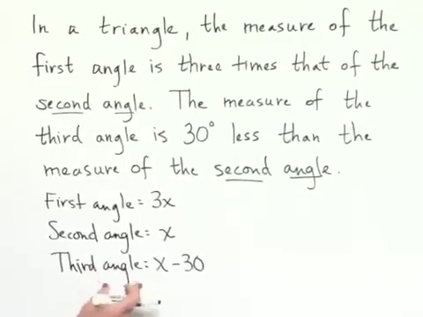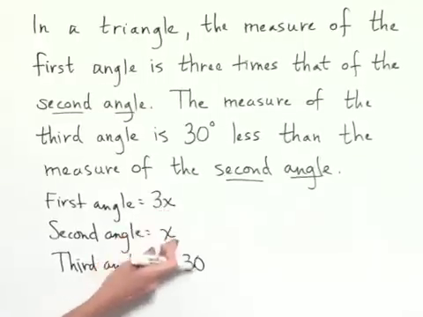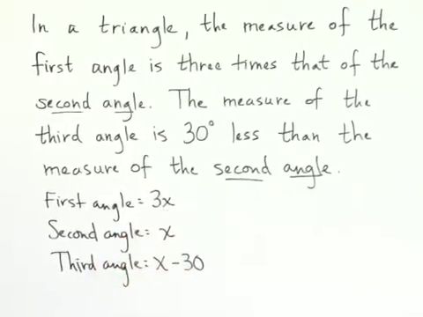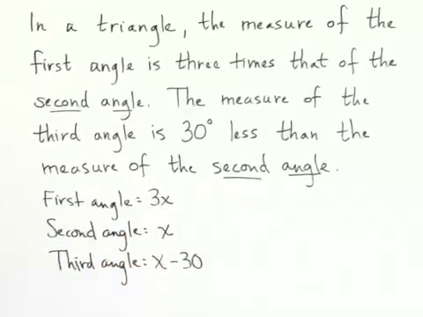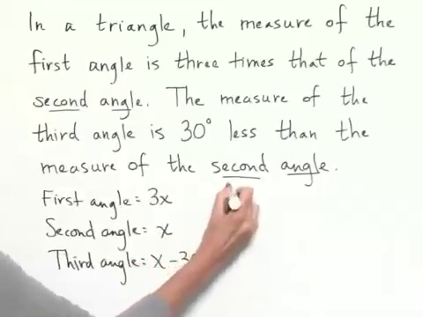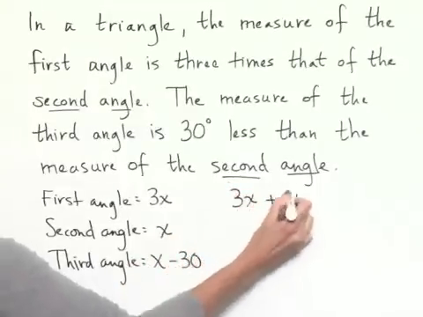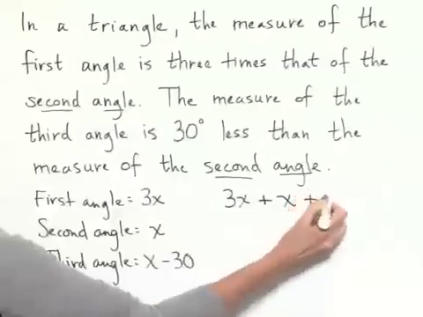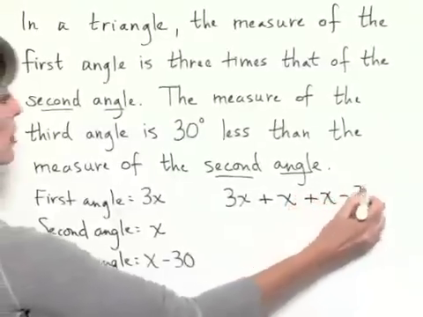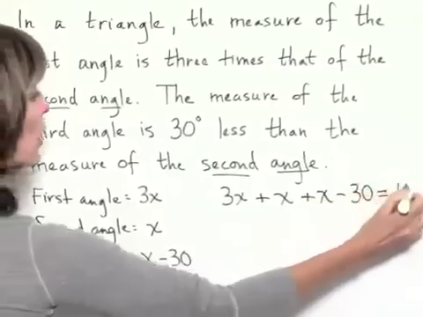Now, we know that because we're dealing with a triangle, the sum of the measures of the 3 angles of the triangle equals 180 degrees. That gives us our equation. We'll have 3x, the measure of the first angle, plus x, the measure of the second angle, plus x minus 30, the measure of the third angle, and that has to equal 180.